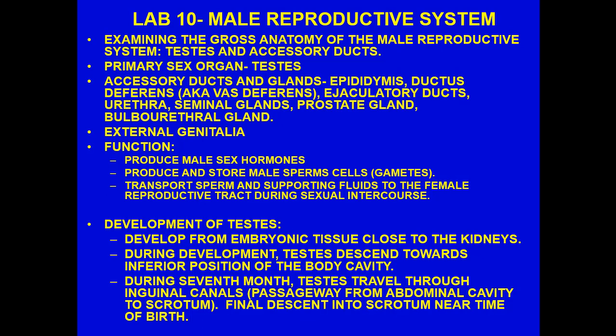Now, the development of the testes. This is where we begin in the first activity section. You're going to note that the development occurs from embryonic tissue close to the kidneys. And as the embryo moves into the development of the fetus, during this development, these testes will descend toward the inferior position of the body cavity. Around the 7th month, the testes travel through the inguinal canals. These are passageways from the abdominal cavity to the scrotum. And the final descent into the scrotum occurs near the time of birth.